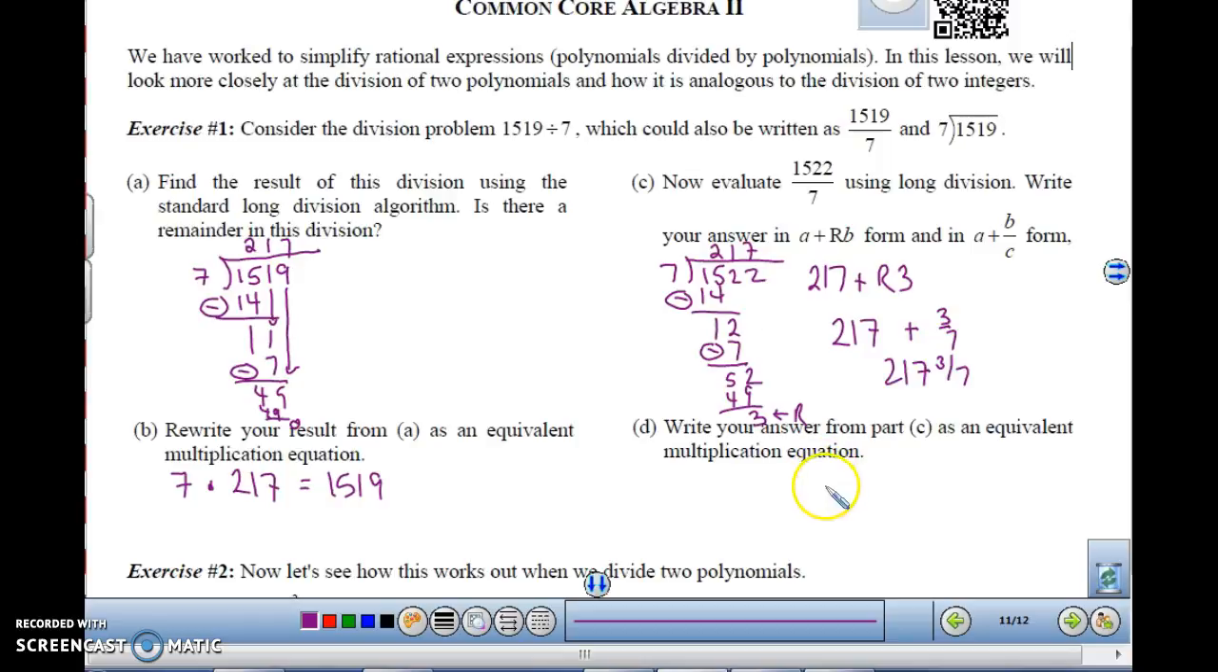That's what we learned back in 3rd or 4th grade. Now, as an equivalent multiplication statement, we would say 7 times 217, and then we'd have to add the remainder of 3, which gives me 1522. Remember, you have to add in the remainder. So this is what it looks like when we're doing the numbers. The process is the same when we do it with polynomials.